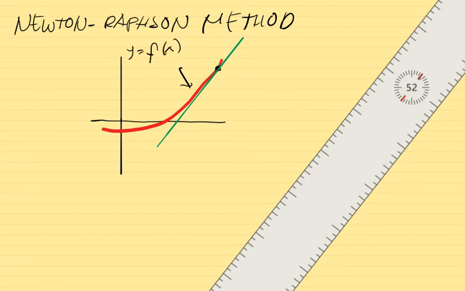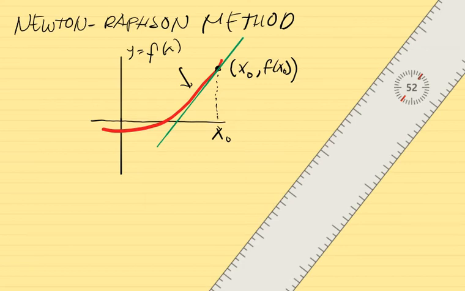So this point here, let's say this is our initial guess. Actually, this is our initial guess. Let's call it x0. The coordinate of this point will be x0, and the value for y is f of x0. So that is the point where the curve y equals f of x and the tangent line intersect.